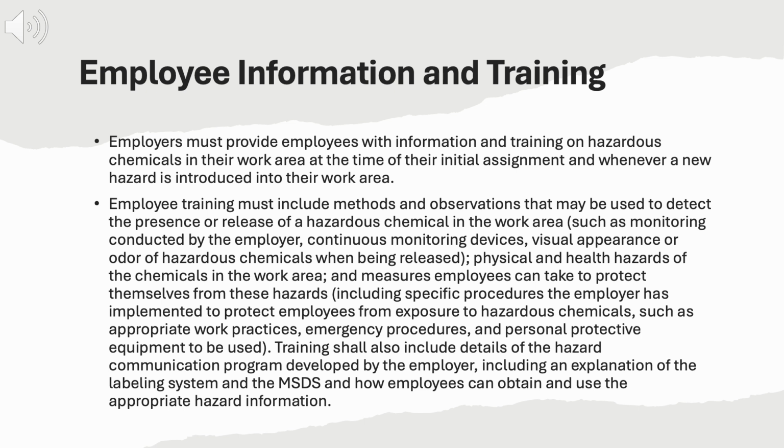Employee information and training. Employers must provide employees with information and training on hazardous chemicals in their work area at the time of their initial assignment and whenever a new hazard is introduced into their work area.